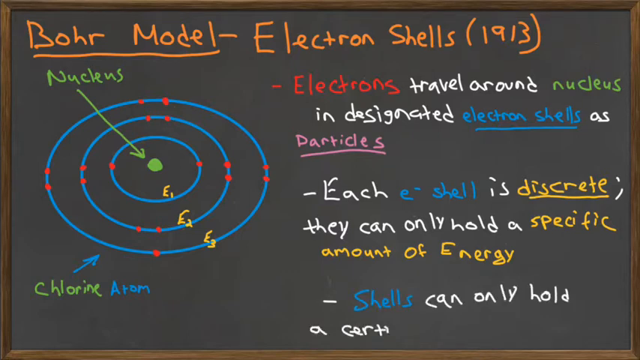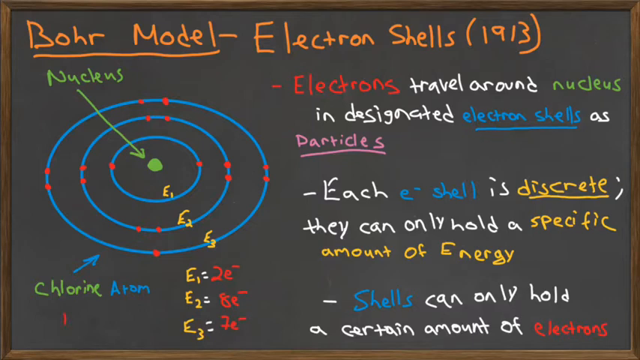Also, these shells can only hold a certain amount of electrons. In this case, energy level shell number 1 holds 2 electrons, 8 electrons in the second energy shell, and the third electron shell holds 7 electrons in this case. So when you add them all up for chlorine, you get 17 electrons total. So overall, chlorine is still neutrally charged because you have 17 electrons and 17 protons.